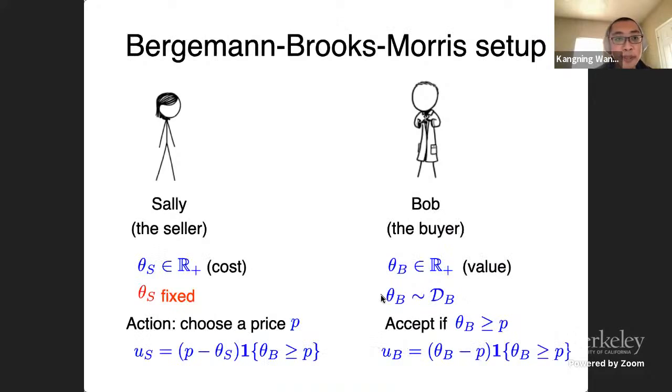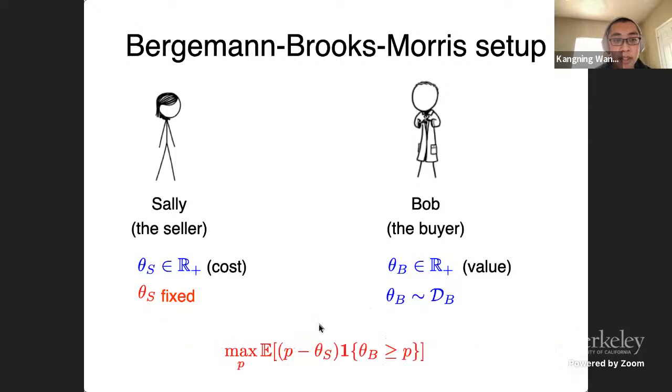And there's an influential paper in this setup by Bergemann-Brooks-Morris, where they consider the setting where Sally is selling one item to Bob. In their model, Sally has a fixed cost, but Bob has a private value. So in this model, only Bob has private information. In the end, Sally can choose some action by choosing a price P, and then Bob will accept if his value is higher than or equal to P. So for Sally, the best price to set is to maximize price minus cost times the probability of Bob buying the item.